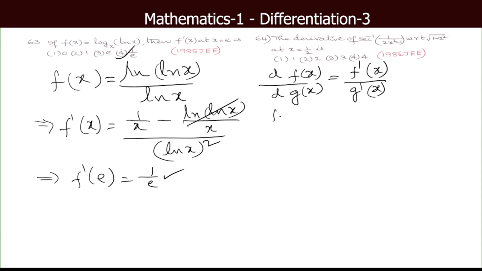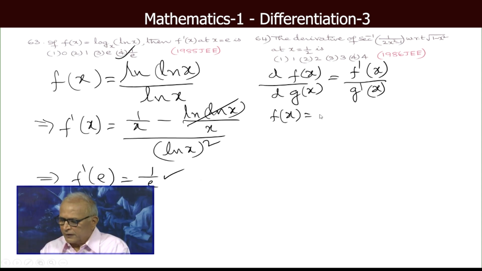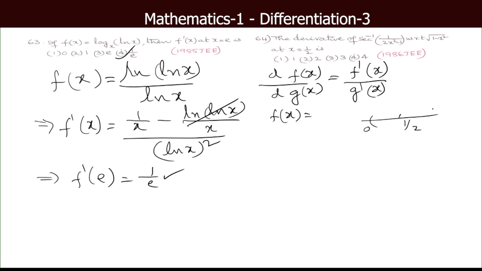But f(x) is arc secant of 1 by (2x square minus 1). Well, theta equal to arc cosine x. X equal to half means you can choose a small neighborhood of half, within 0 and 1. So, when x lies between 0 and 1, theta equal to arc cosine x lies between 0 and pi by 2.